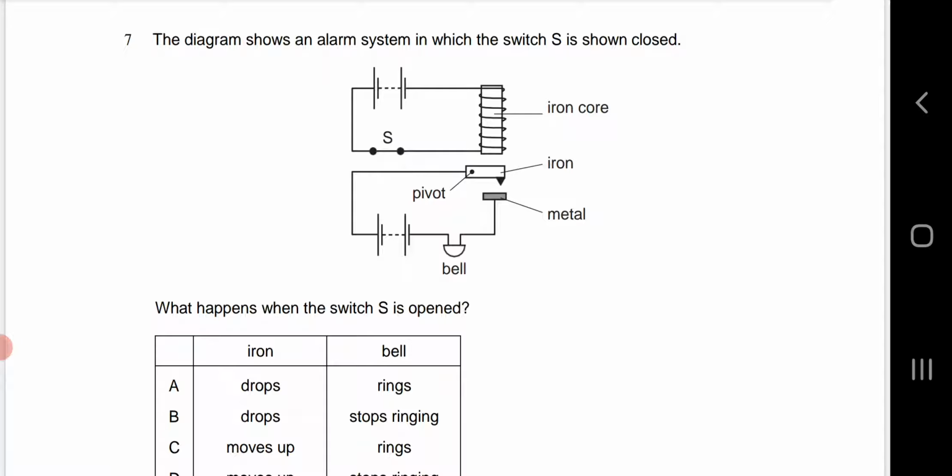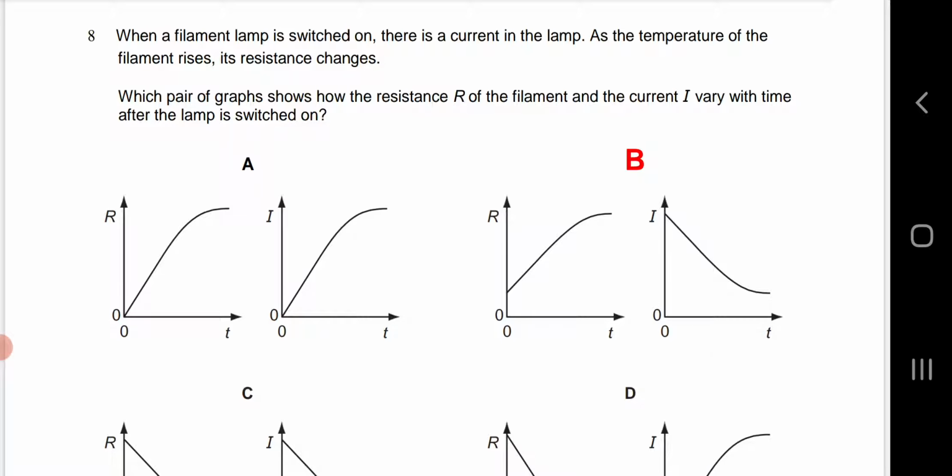Question number 8. When a filament lamp is switched on, there is a current in the lamp. As the temperature of the filament rises, its resistance changes. Which pair of graphs shows how the resistance R of the filament and the current I vary with time after the lamp is switched on?